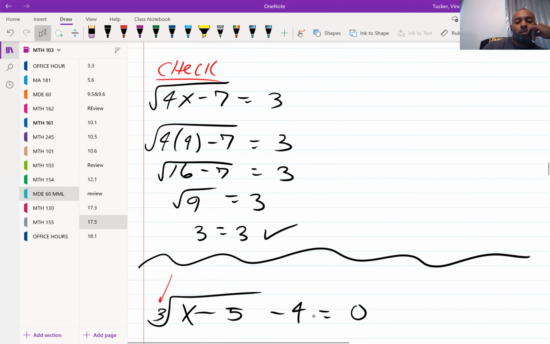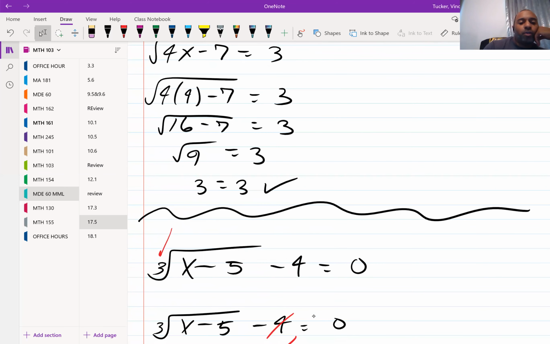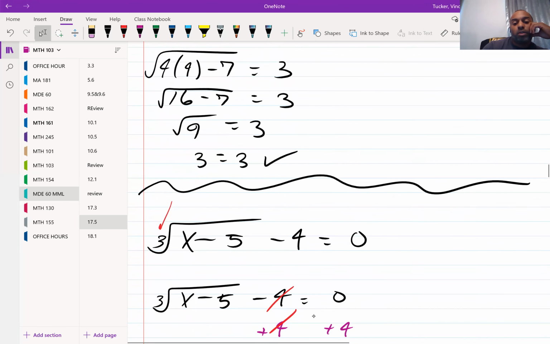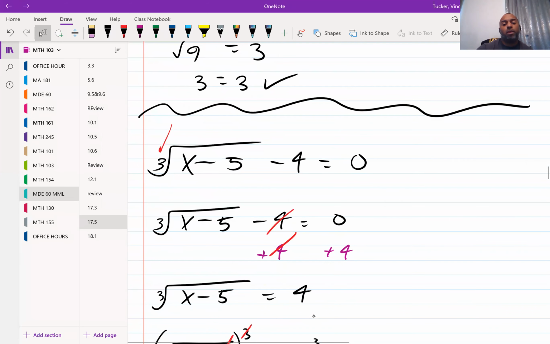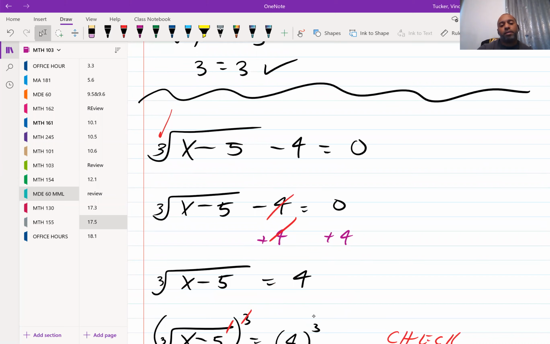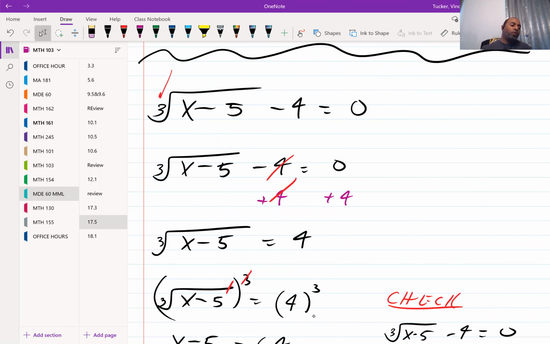All right. So here we have the cube root of x minus 5, minus 4, equal to 0. Notice we have a cube root this time, not a square root. So the steps are going to be the same. It's just that instead of raising both sides to the second power, we're going to raise both sides to the third power. Other than that, the steps will be the same. So we add 4 to both sides: the cube root of x minus 5 is equal to 4. Then we would cube both sides.